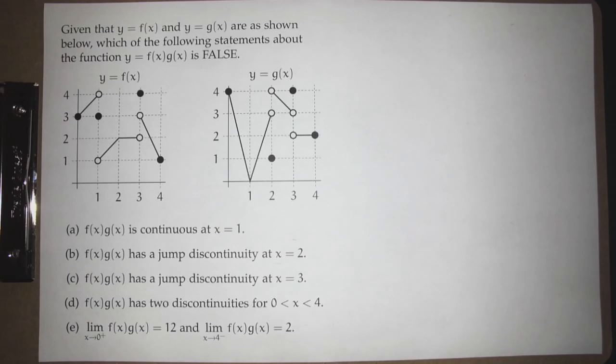So we're given that y equals f of x and y equals g of x are as shown below. Which of the following statements about the function, which is the product, is false? So that says there's 5 statements. 4 of those statements are true. 1 of them is false.